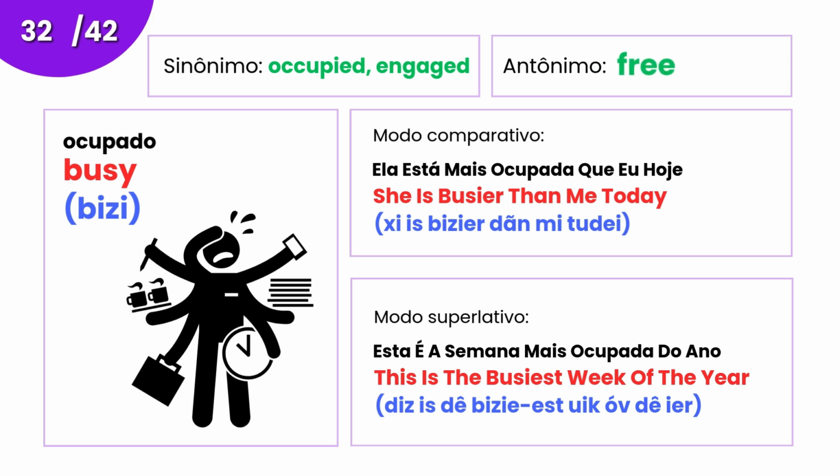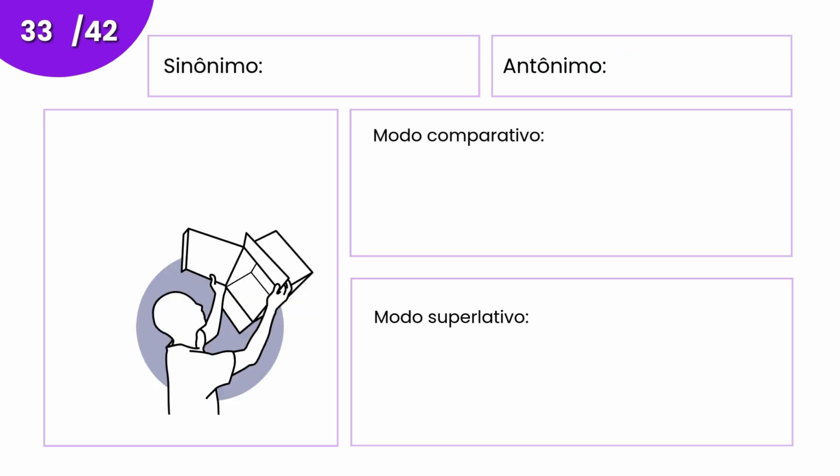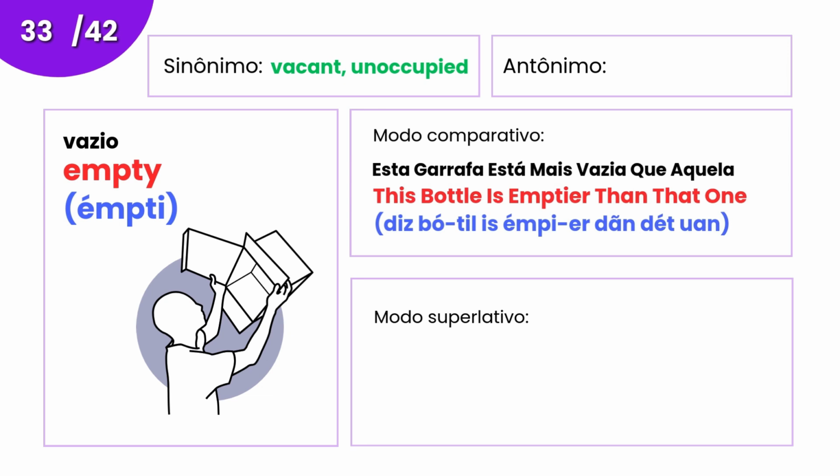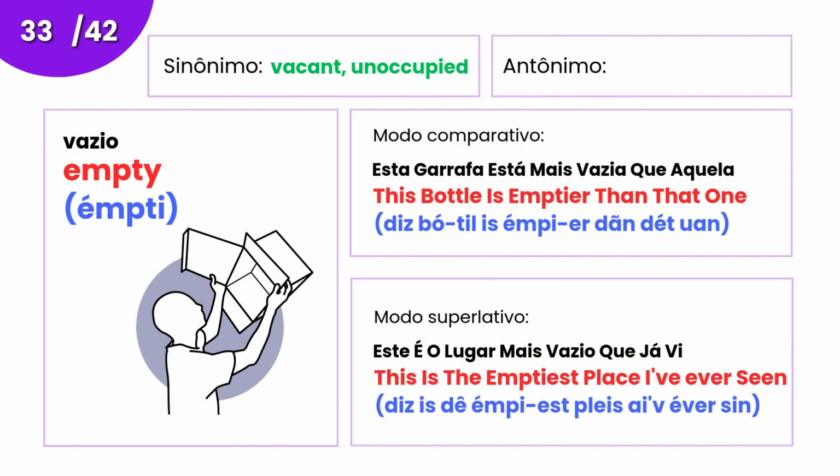Opposite, free. Empty: vacant, unoccupied. This bottle is emptier than that one. This is the emptiest place I've ever seen.